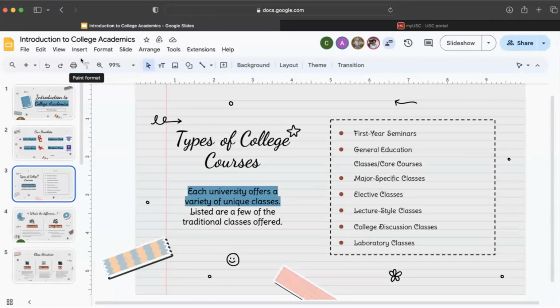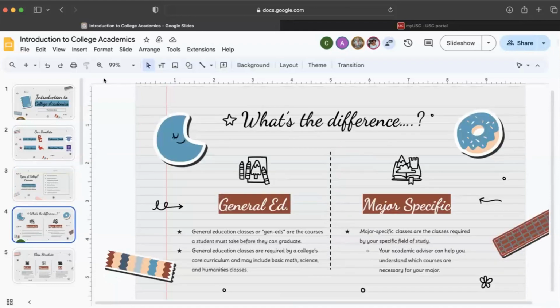And then there's general ed classes, core classes that you take that are well-rounded classes to help you learn about many different subjects and to see if you're interested in other majors. And then of course you have your major specific classes for the major that you declared. Then there's elective classes, which are like more fun classes and are worth less units. And then there's lecture style classes, discussion classes, and lab classes that will also be touched upon further. So I'll now pass it on to Christian to talk about the difference between general ed and major specific classes.